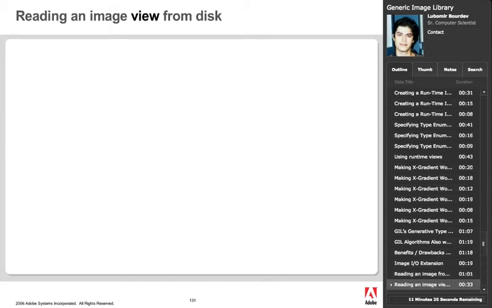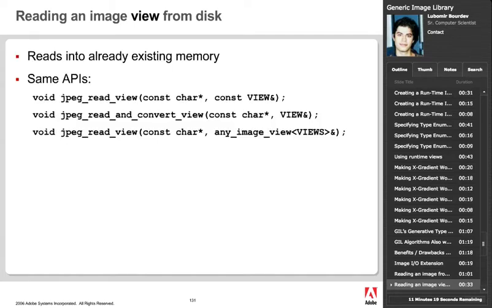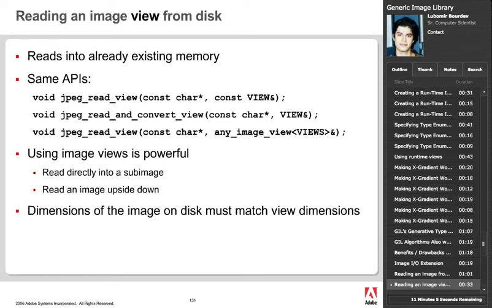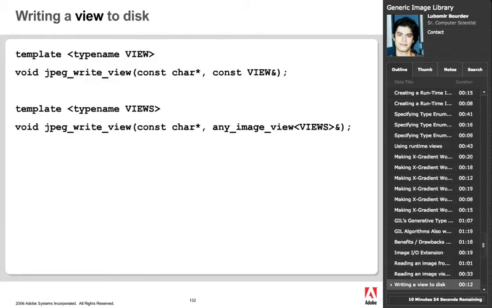You can also read an image directly into a mutable view using the same three methods. The difference is that image views don't manage memory. This could be very powerful. For example, you could read an image upside down or read directly into a subimage of an existing image without using any extra memory. However, since image view dimensions are fixed, the file on disk must match the same dimensions or an exception will be thrown. We can also use write view to write runtime or templated image views to a disk.